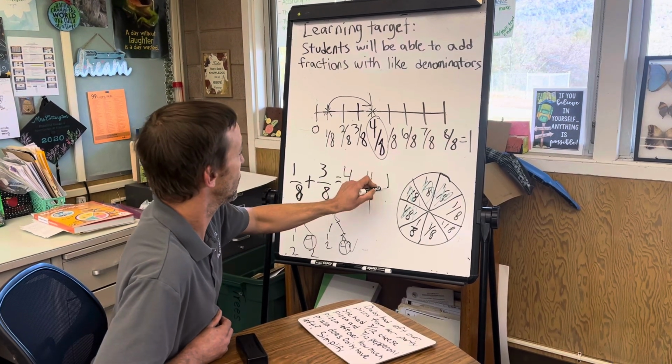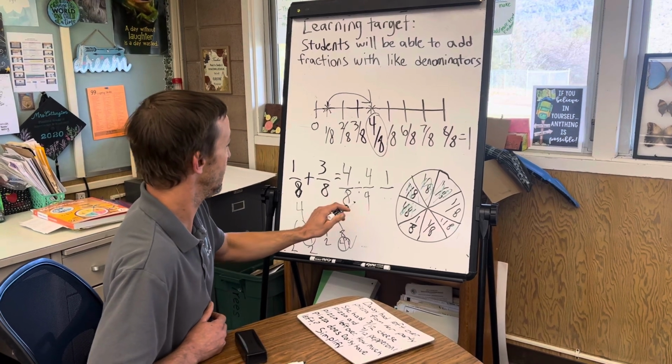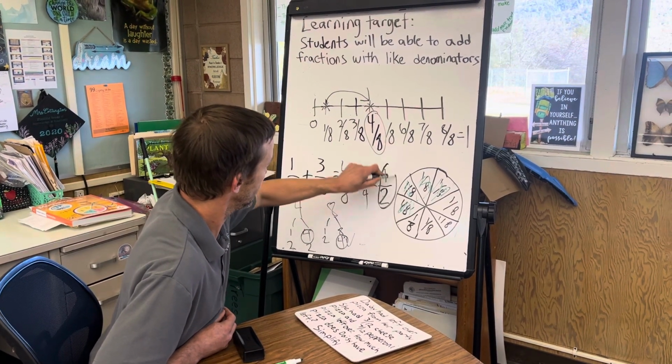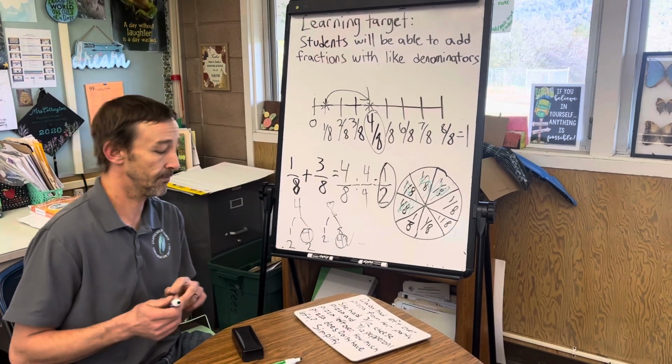4 divided by 4 we know is 1. 8 divided by 4 is 2. So our simplified number is 1/2 of our pizza.